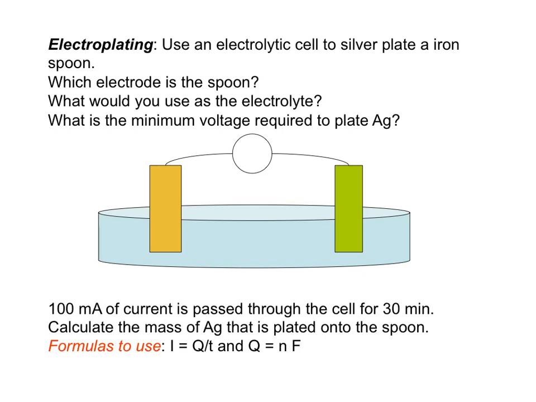You're having some guests over for dinner, and you want to impress your guests with your silverware. Problem is, your silverware isn't silver. You can fix that. So stop the video and describe how you would set up this electrolytic cell. So here are the answers.